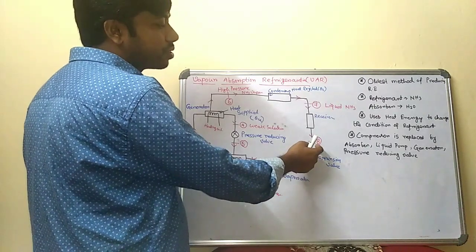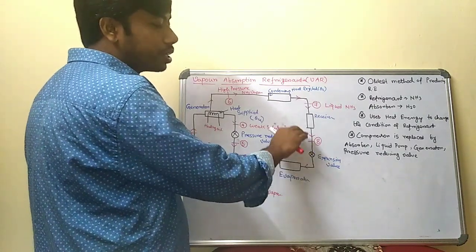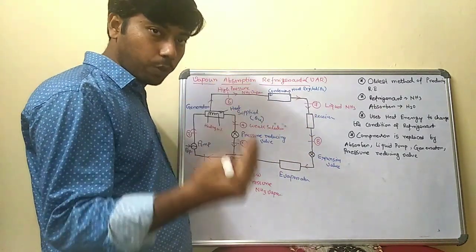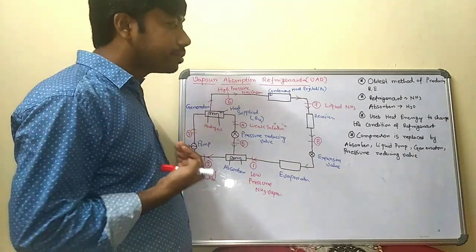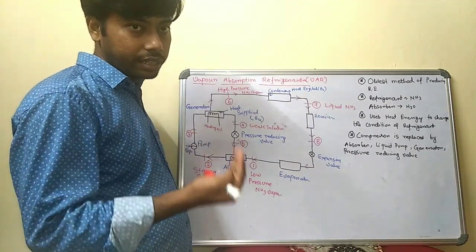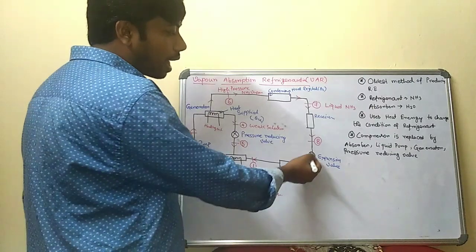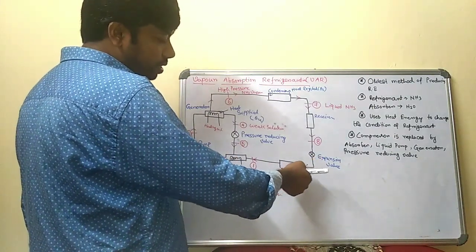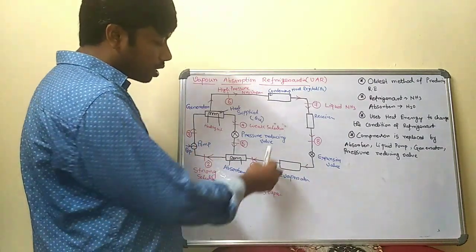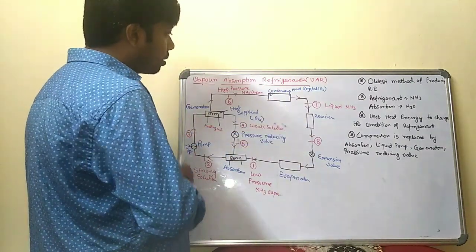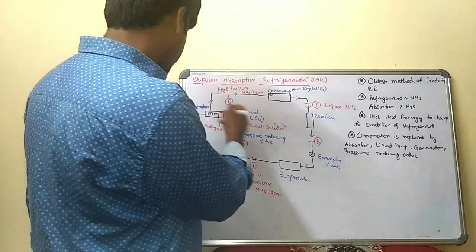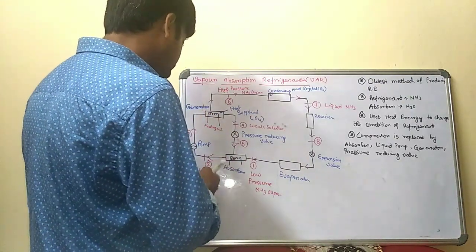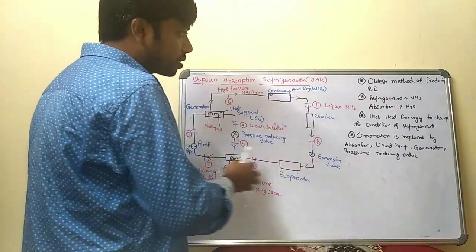The high pressure liquid ammonia is changed into low pressure liquid ammonia refrigerant. Okay, and this low pressure liquid refrigerant goes to the evaporator. So in this way, the total cycle is working, and the working cycle is complete here. So this is a vapor absorption refrigeration cycle.